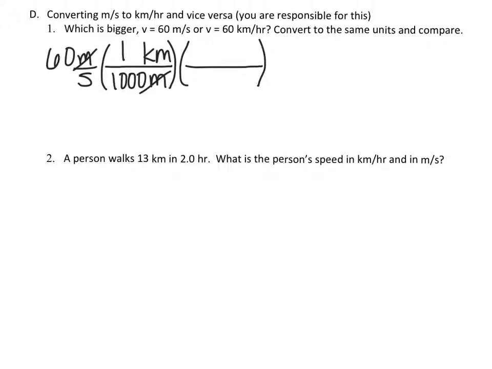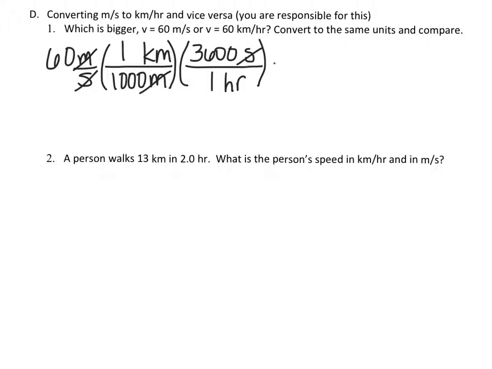So if I want my seconds to cancel, I'm going to put those on top, and I'm going to say 1 hour on the bottom. And you should be able to figure out that there are 3,600 seconds in 1 hour. So that comes from 60 seconds in a minute times 60 minutes in an hour is how I got 3,600.